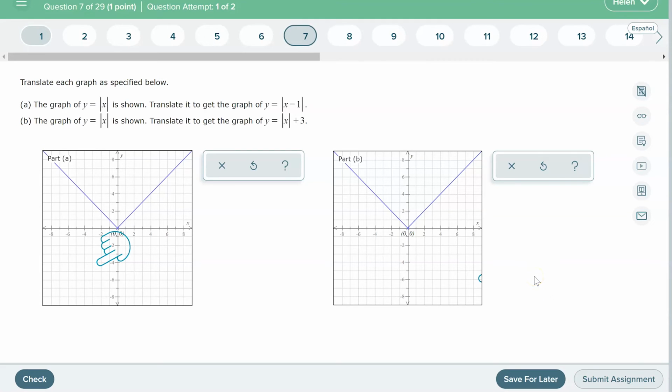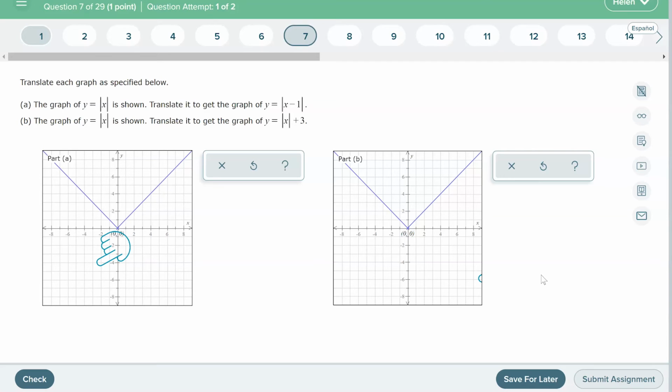So not every question that you complete will be as difficult as finding every single coordinate and applying math to change the coordinates to make the transformation. So here is an example of one which I would say is a little bit easier. So we're going to take the graph in part A, which happens to be the graph of y equals absolute value of x, and we're going to translate it into the graph of y equals absolute value of x minus 1. So I want you to pause this video and think about what that transformation will be.